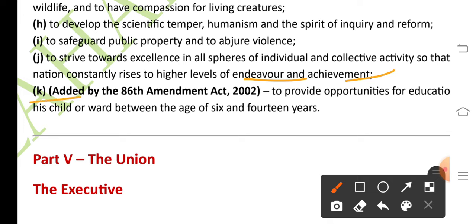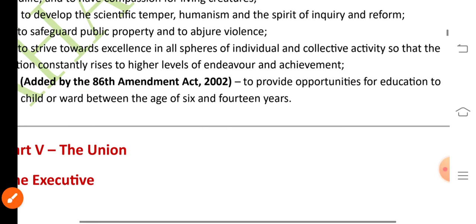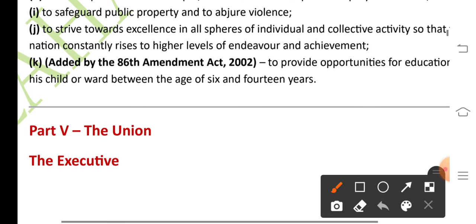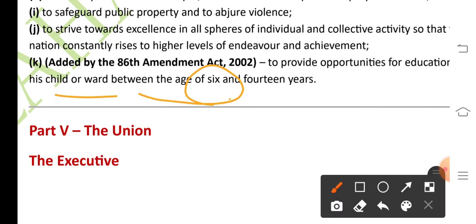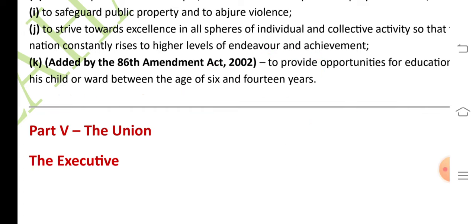K, it was added by the 86th Amendment Act 2002, that is to provide opportunities for education to his or her child or ward between the age of 6 and 14 years. So this is between 6 and 14 years.